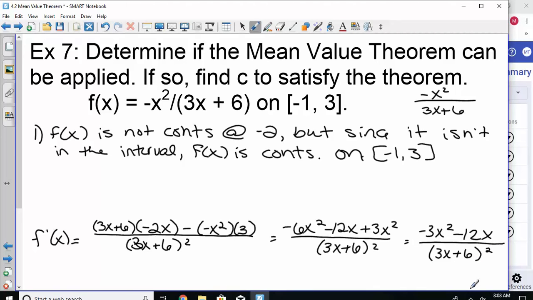this is differentiable as long as that derivative exists. Where is this not differentiable? At negative 2. It's a fraction, so it's not continuous and it's not differentiable at the same place where the denominator is 0, which is negative 2. That's not in my interval. So it is differentiable on the open interval like required.